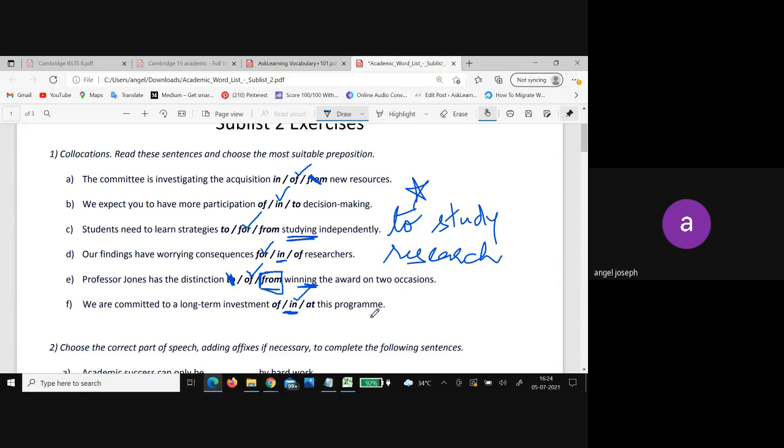Let's say all of us are some great musicians and we are running a live program on the channel. So for all of us, this program is a long-term investment, and that will show with the word "in this program". With "at this program", that meaning does not come. "At" is for very specific things; it is usually used for time or for a particular location, a particular place. A word like "program" is a little more vague, or a scenario like that, so use the word "in". The preposition has to be "in". We are committed to a long-term investment in this program.